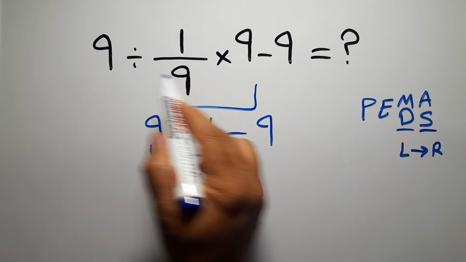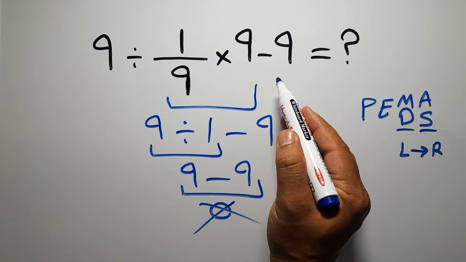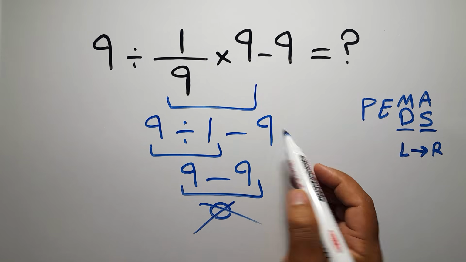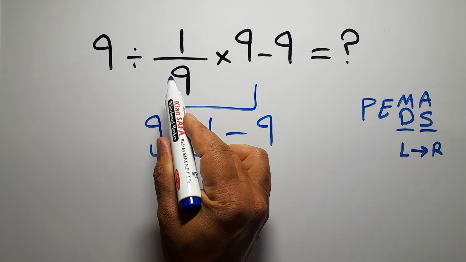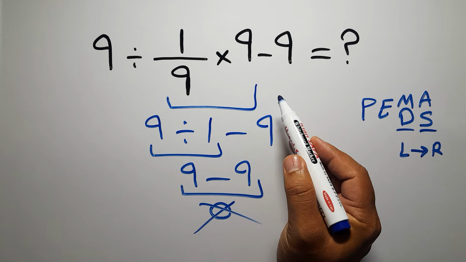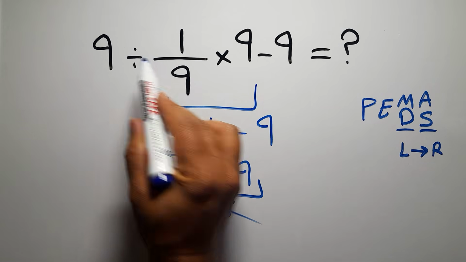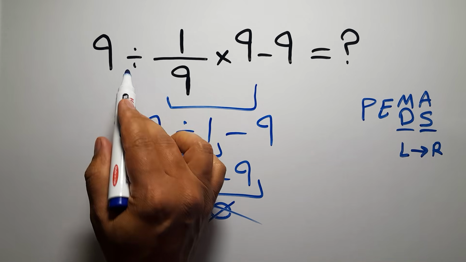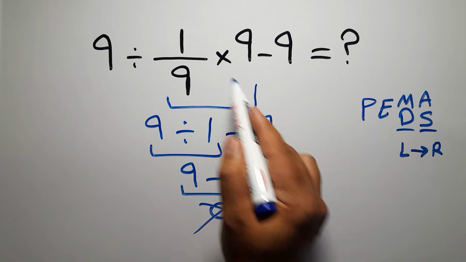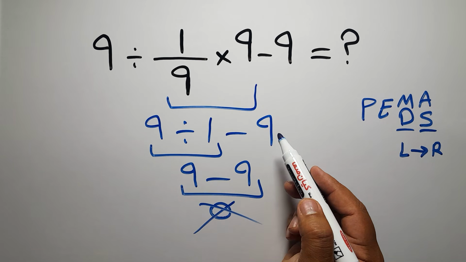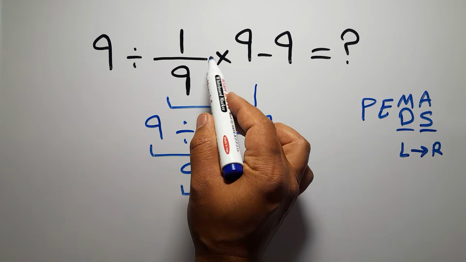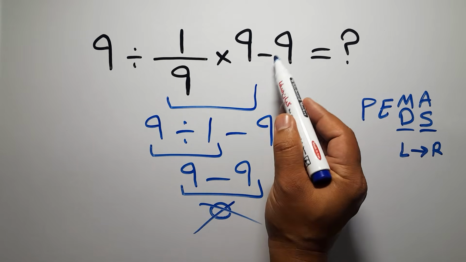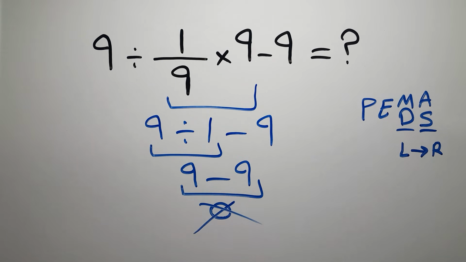In this expression, we have one division, one multiplication, and one subtraction. Multiplication and division have higher priority than subtraction. And also, multiplication and division have equal priority and we have to work from left to right. So first we have to do this division, not this multiplication. Okay, so first this division, then this multiplication, and finally this subtraction.